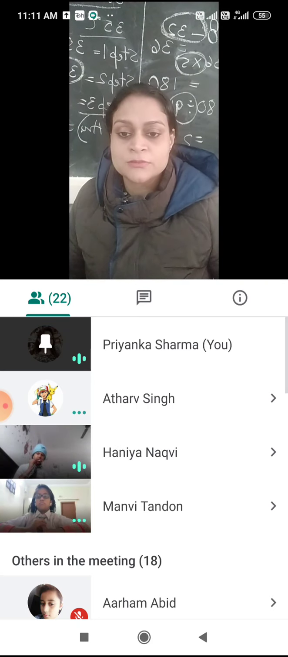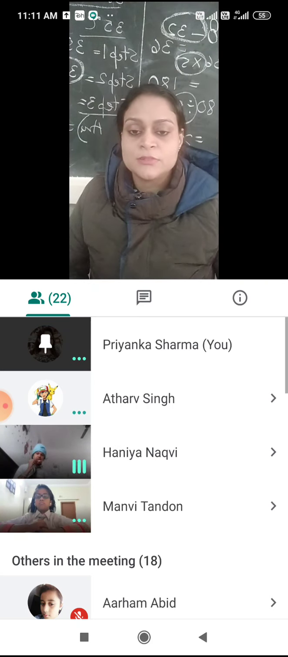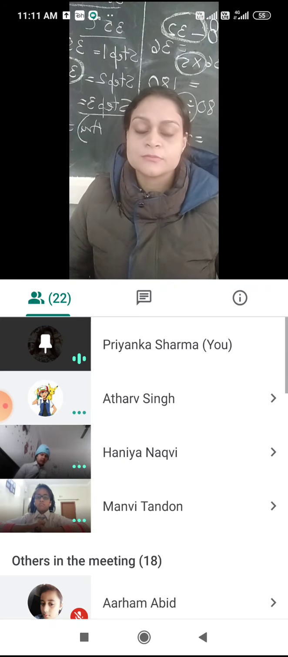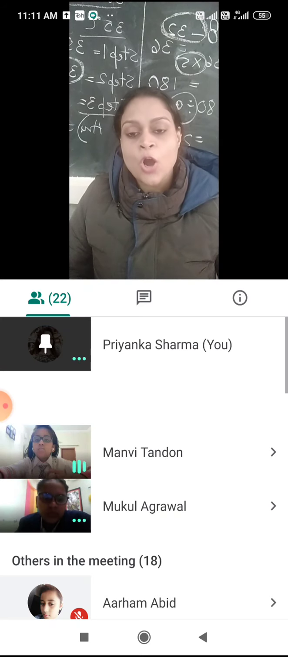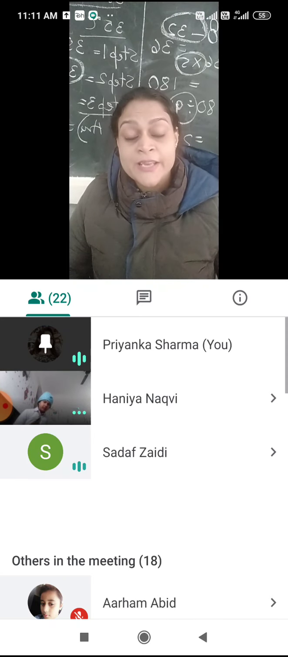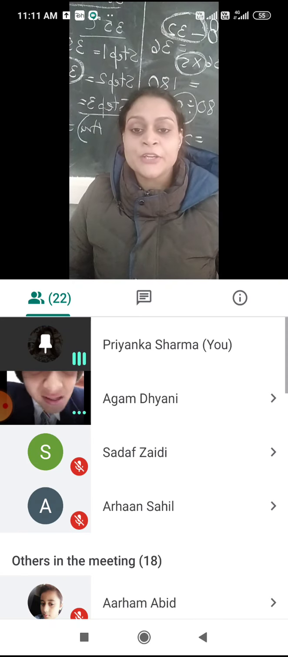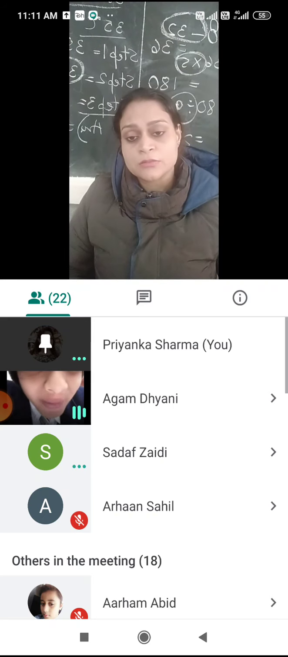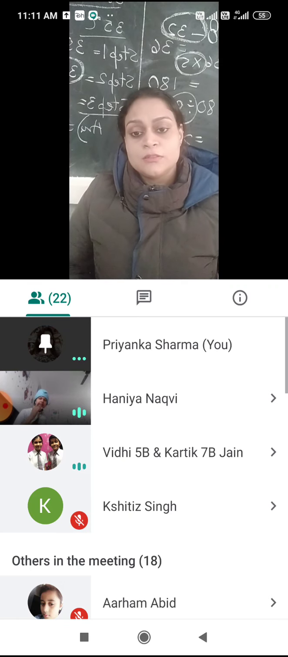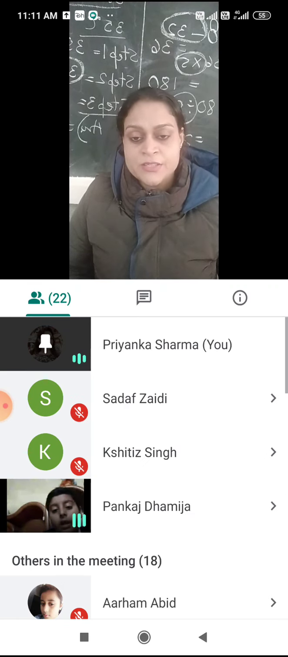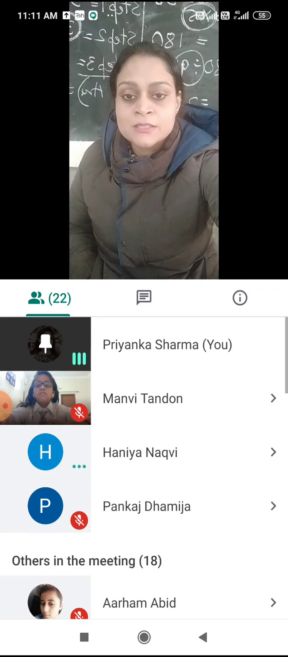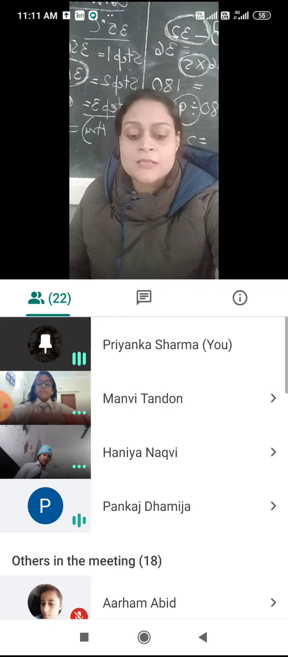How are shadows formed? Tell me, which objects form shadows? Transparent? Wrong. I said which objects form shadows? You said transparent and translucent. Opaque objects. Opaque objects form shadows. Why? Because through opaque objects, light is not able to pass.